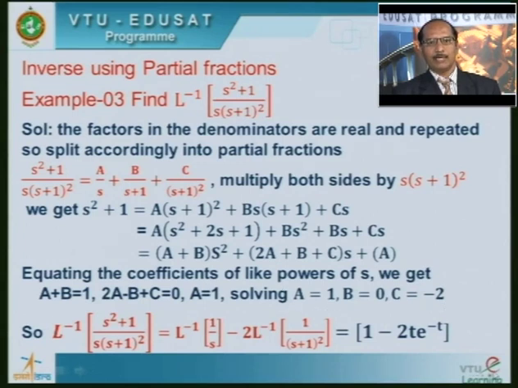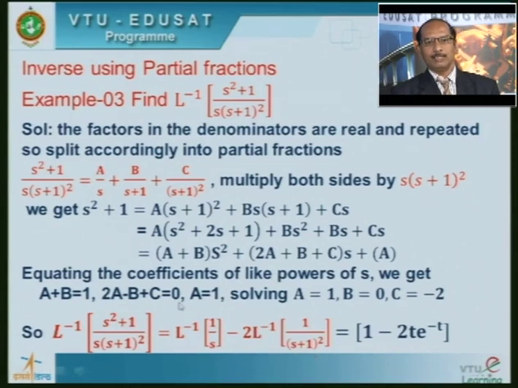Now, substituting back in the partial fractions. The a value is 1, so it is L inverse of 1 divided by s. The b value is 0, so you neglect the second term. Coming to the c value, minus 2, it is taken constant outside, and what remains is 1 divided by s plus 1 whole square.